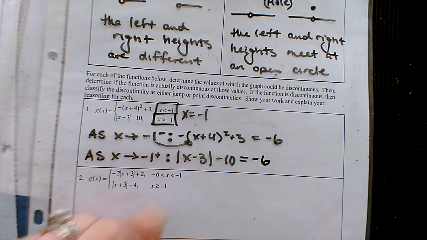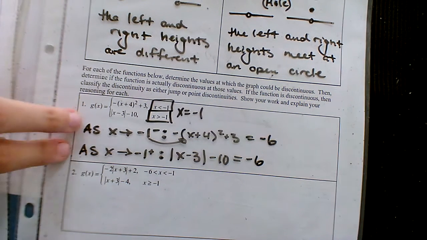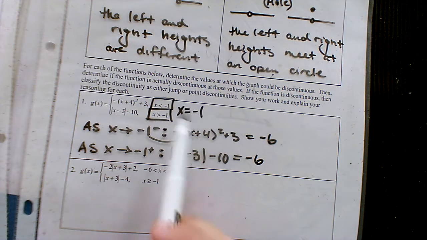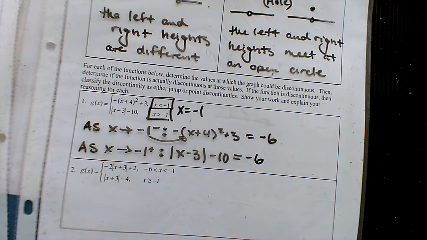Okay? So at this point, with these two things that we just discovered, can we conclude kind of what's happening at this spot of -1? Do we have a jump? Do we have a hole? Is it continuous? What do you think, Hadley? How did you know it was a hole?